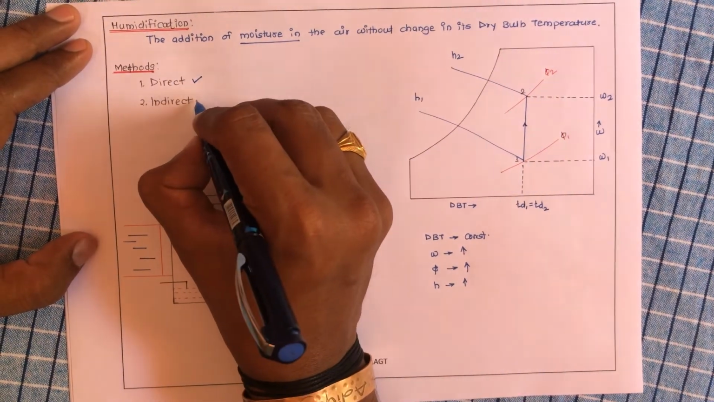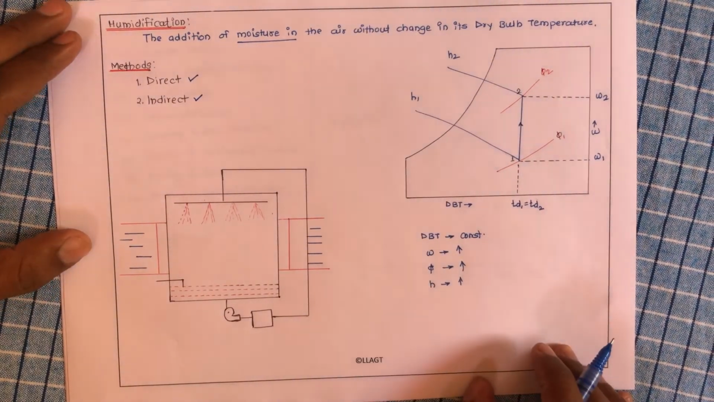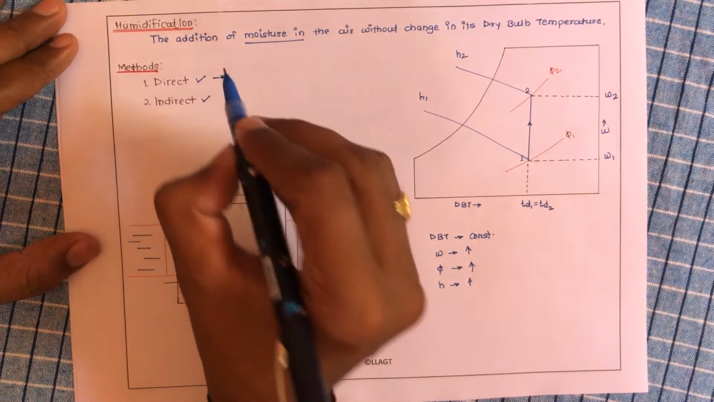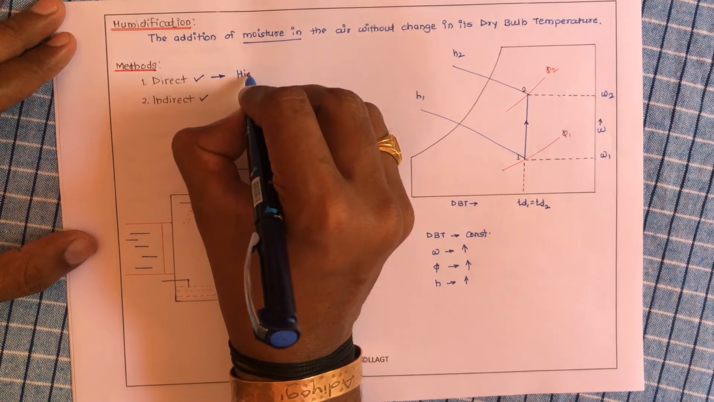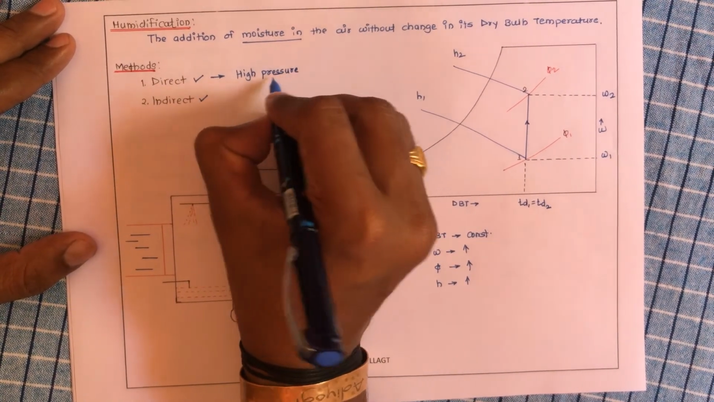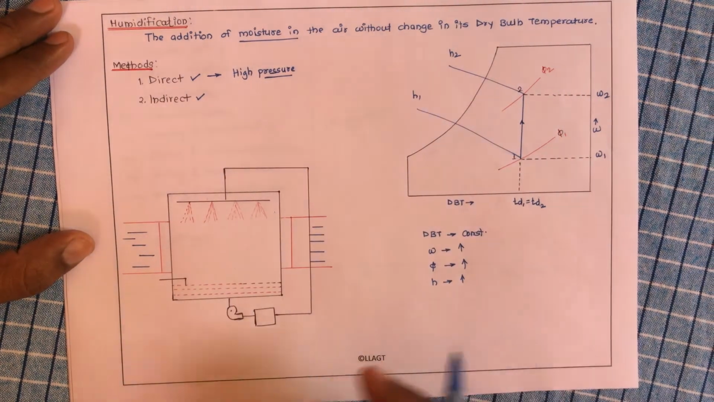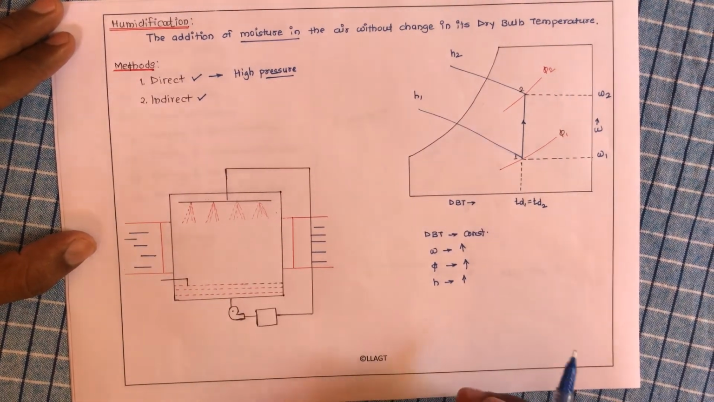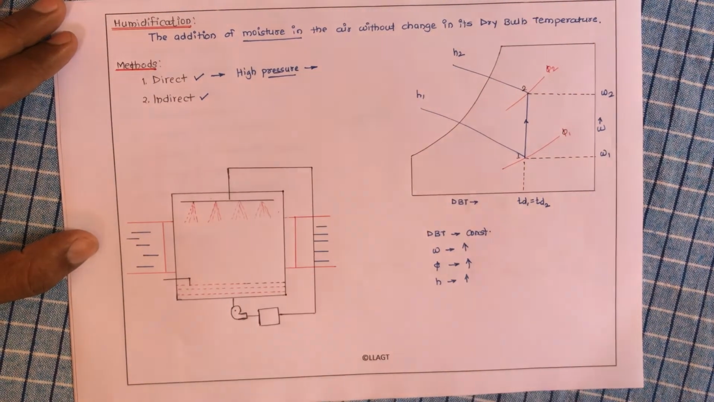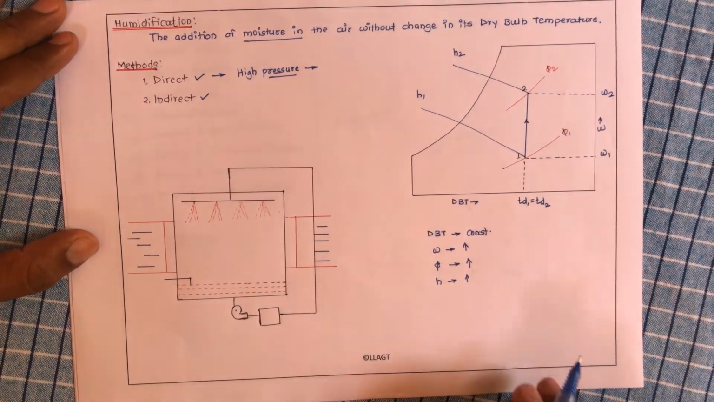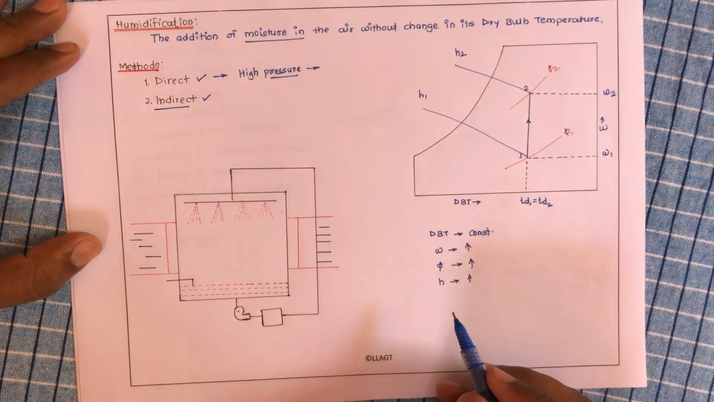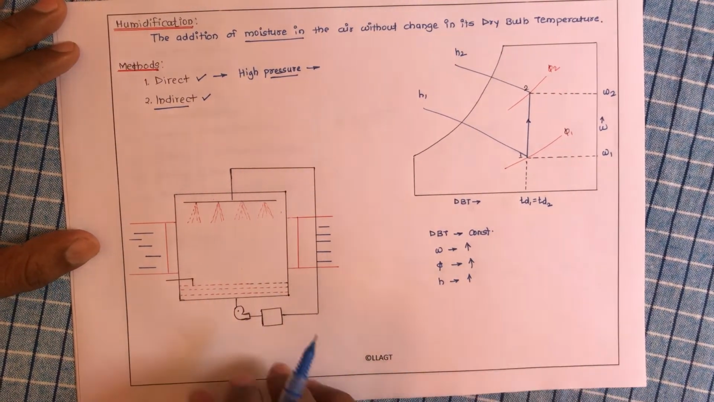Now how can we have the humidification? Basically two methods are there. The first one is the direct method and the second one is the indirect method. Now in the direct method, what we are going to do? We are going to inject water vapors under high pressure inside the space where we want the humidification to be done. But this is not a feasible process for all applications. Instead of that, we are going to have the indirect method of humidification.